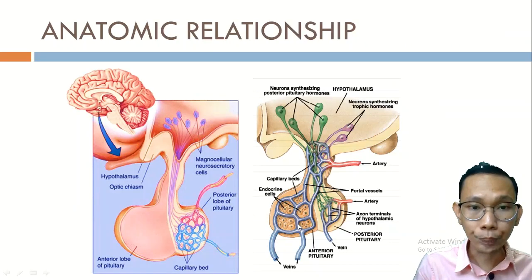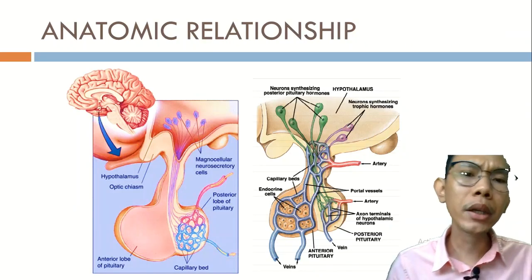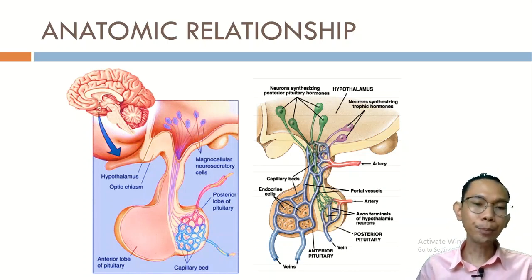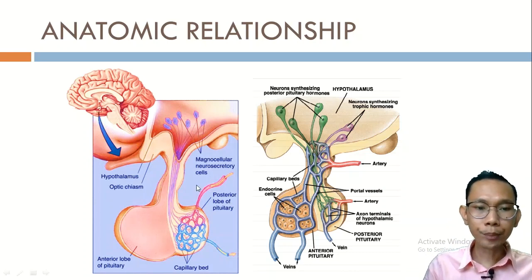Let's continue. Now, Doc, what is the anatomic relationship between your hypothalamus and your pituitary gland? As you can see here, your pituitary stalk contains your neurovascular bundle. It contains your neurosecretory cells as well as your blood vessels.